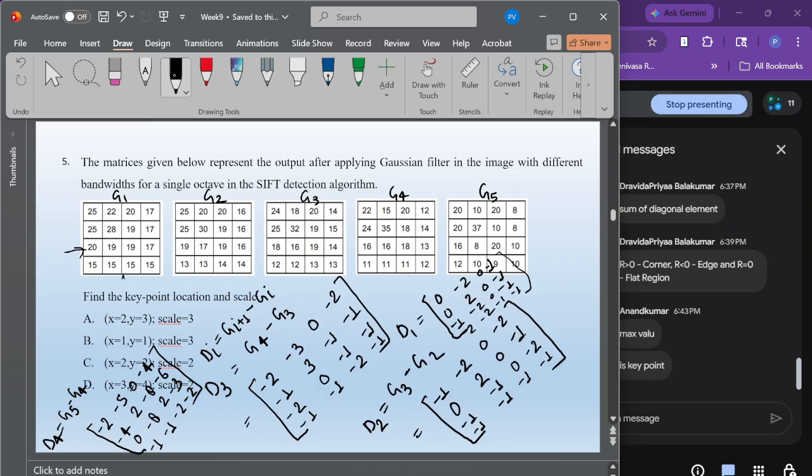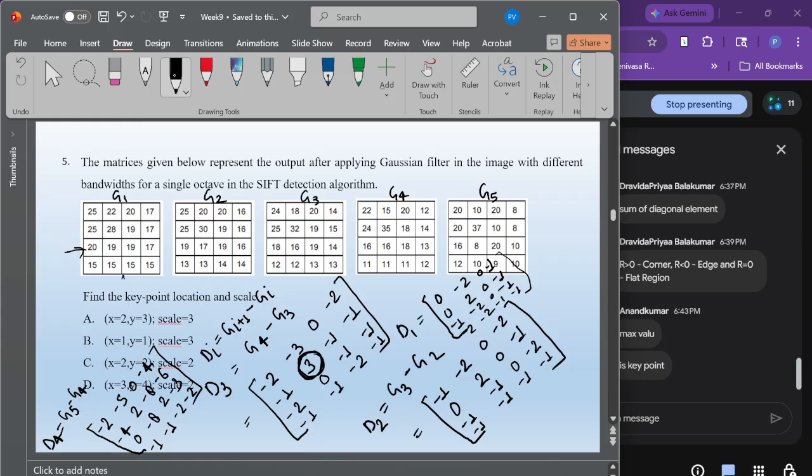Now we need to check the maximum value, right? Because if we take the minimum, the minimum is 0 and it appears in many places. So here we will look at the maximum value. If you look across all the matrices, 3 is the maximum value, and it is located in D3, right?